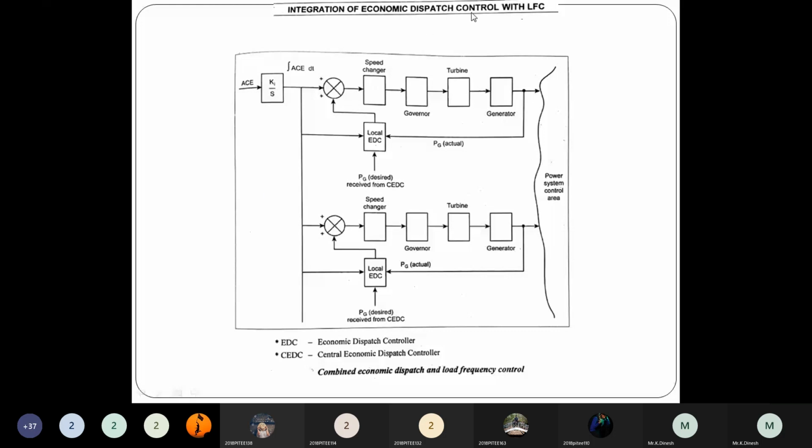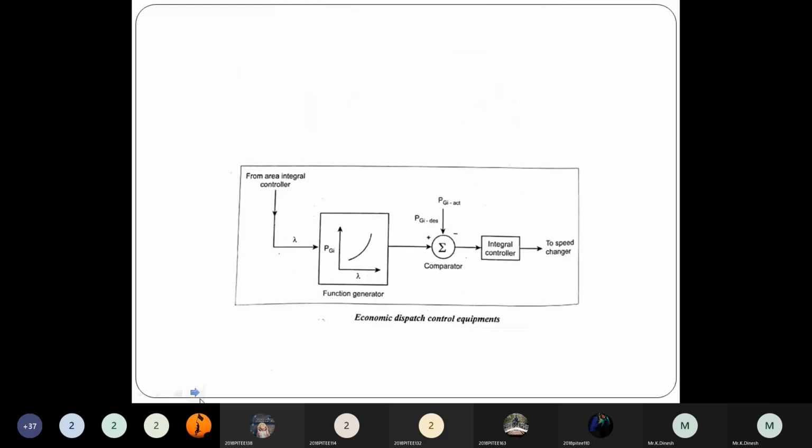So this is the integration of economic dispatch control with your load frequency control. These are all the control equipments within the block. From area integral controller, ECA versus lambda, that is the cost curve. We have a comparator, actual to desired, and we have an integral controller. The integral controller is connected with your speed changer. So within a single block, you have 3 components: function generator, comparator, and integral controller.